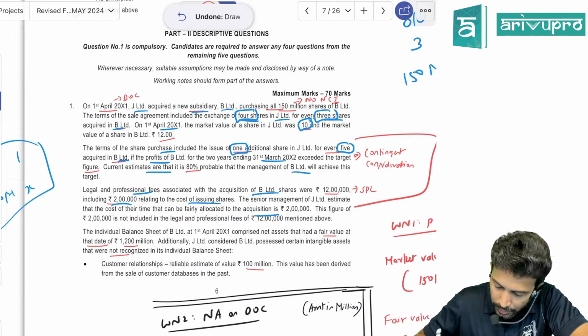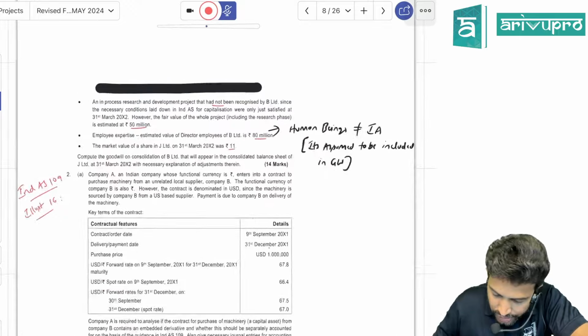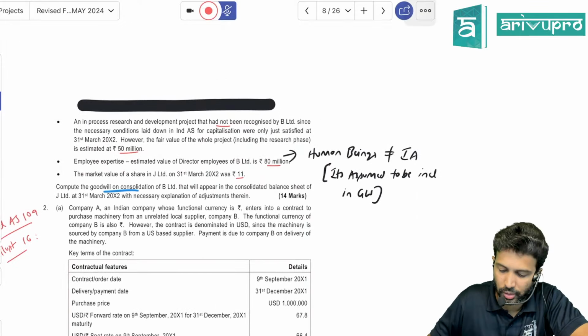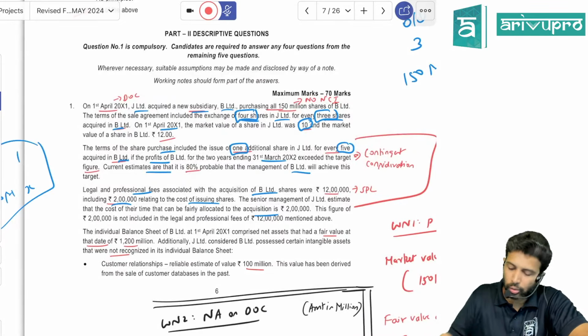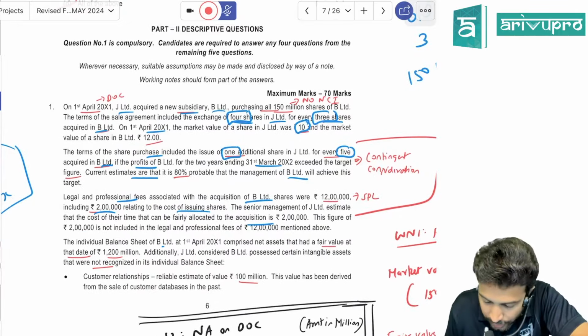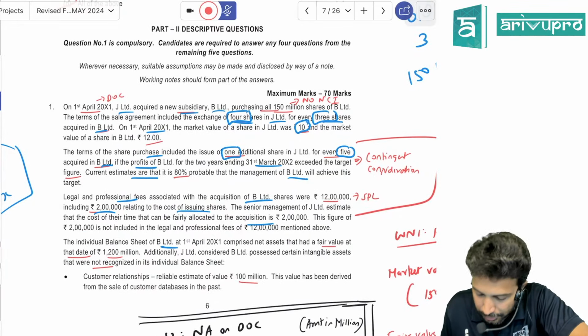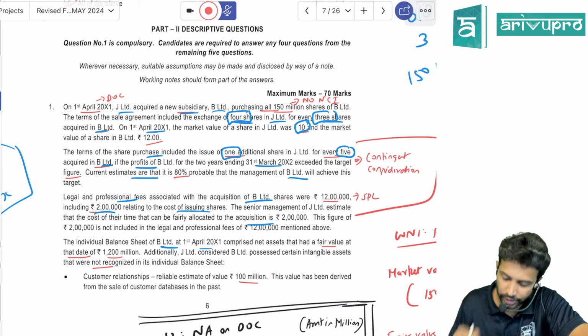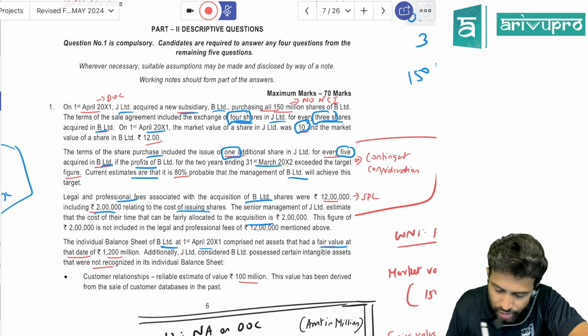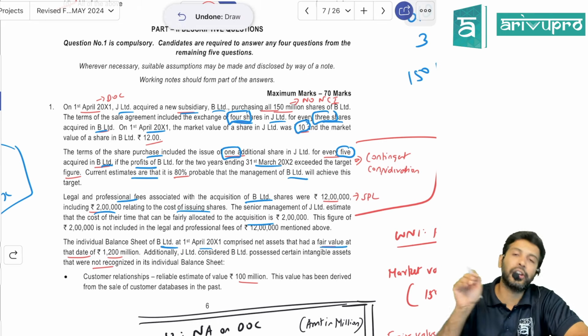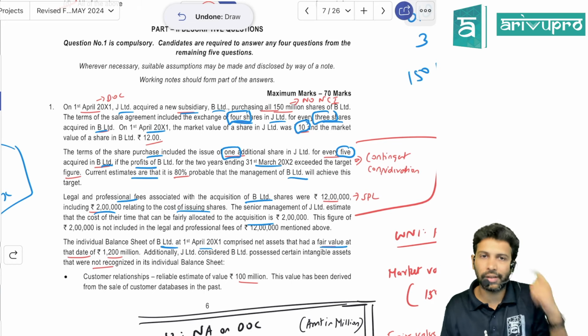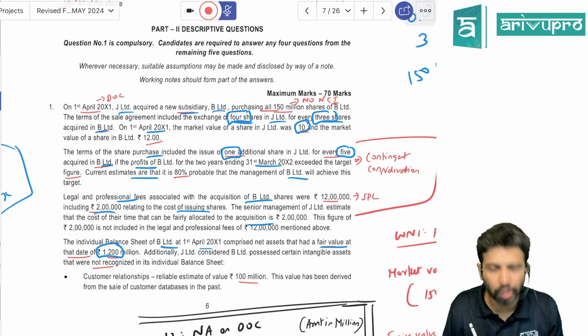Because the requirement is you just need to calculate a few things, sir. You just need to calculate goodwill over here. That's all. What is the value of goodwill on the date of control? So this becomes irrelevant. The individual balance sheet of B Limited, the subsidiary company, on 1st April 20x1, the date of control, comprises net assets whose fair value on that day, the date of control, is given to be 1,200 million.